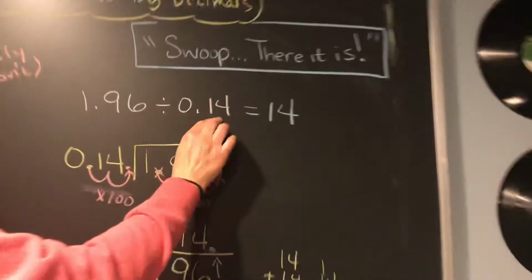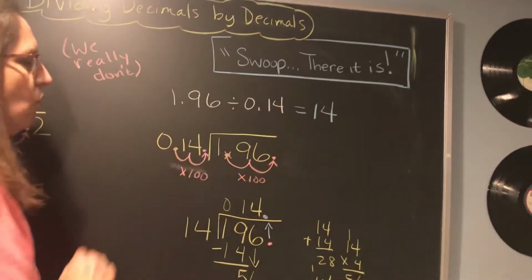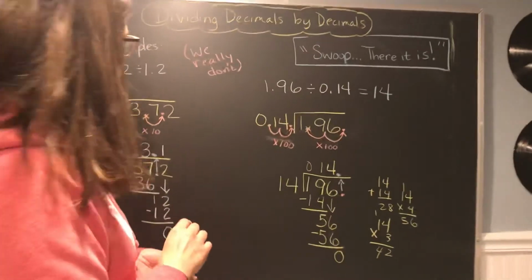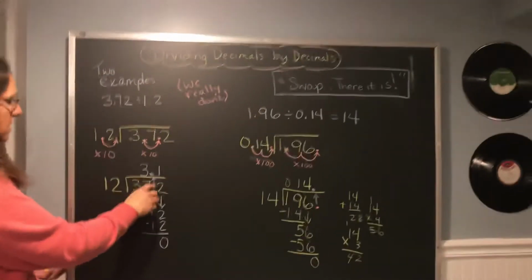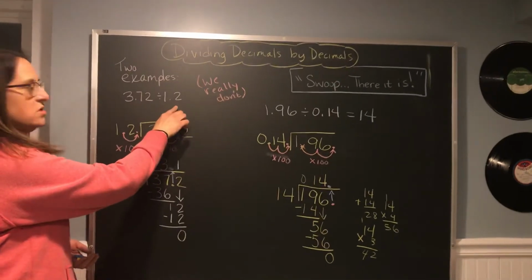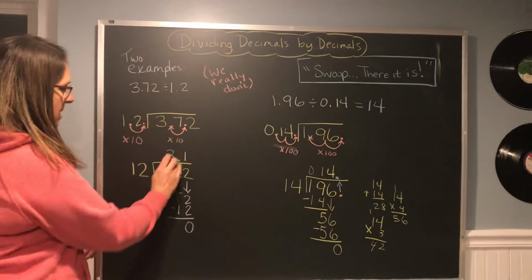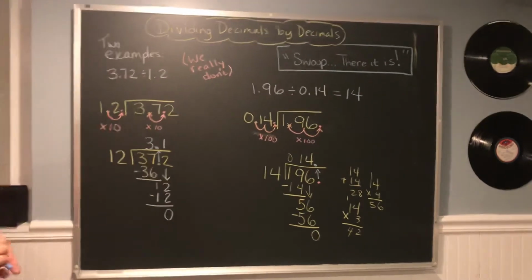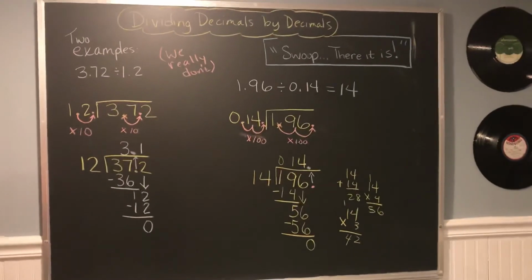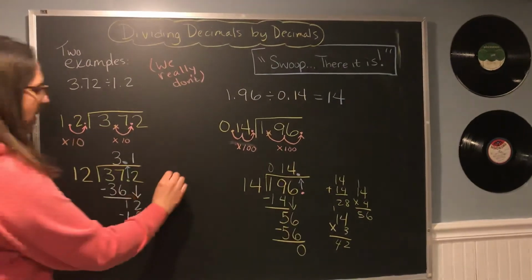Okay, how many groups of 14 hundredths are in 1 and 96 hundredths? There are 14 groups. So this one over here, when we did it, how many groups of 1 and 2 tenths are in 3 and 72 hundredths? 3 and 1 tenth. Okay. Don't forget, you've got to check by multiplying.